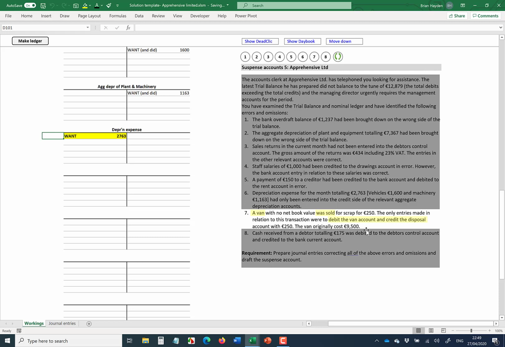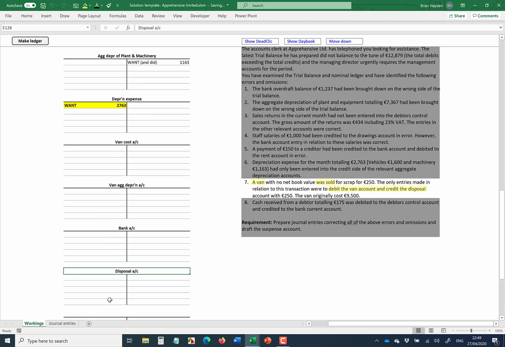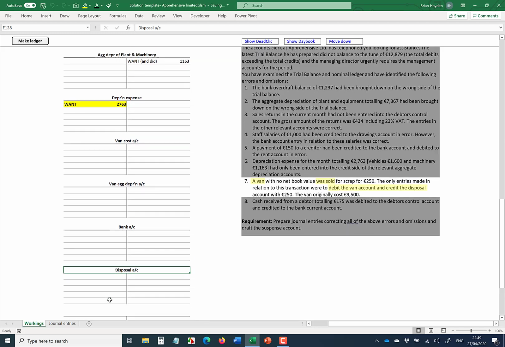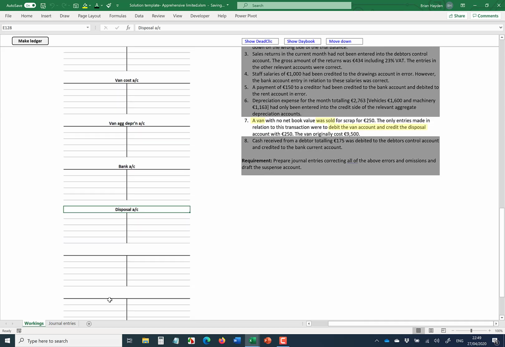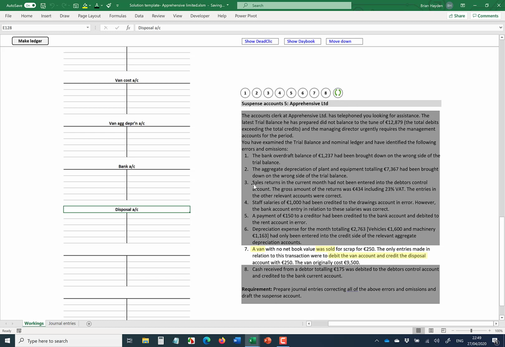When you dispose of an item of fixed assets, whether it's a vehicle or an item of machinery, you have to update certain accounts to reflect that fact. So a number of accounts are affected here. We have the van cost account, the aggregate depreciation account, the bank account, and the disposal account. Okay, so there's a number of items that are going to be affected by this transaction. Again, I'll just move some items down here.